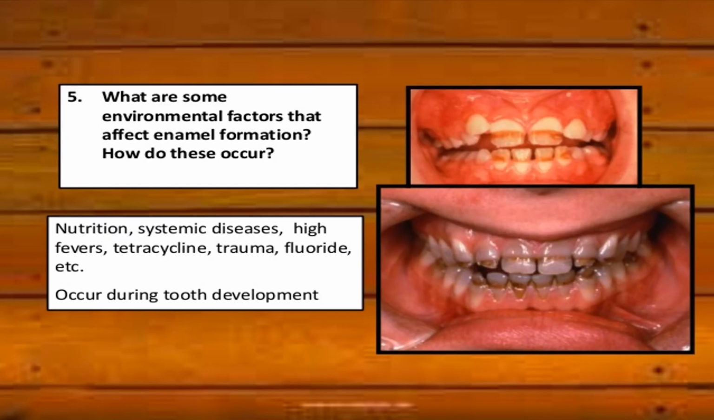What are some environmental factors that affect enamel formation? Nutrition, systemic diseases like diabetes mellitus, hypertension, thyroidism, high fever, tetracycline, trauma, fluoride, etc. This occurs during tooth development. Tooth development includes 4 stages: bud stage, cap stage, early bell stage, and advanced bell stage. In the advanced bell stage, the development of enamel takes place.